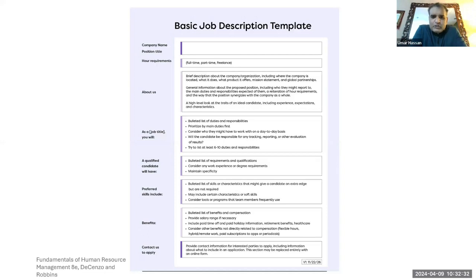Okay. So the next part starts with the job specification. Job specification is also included in this template. It is asking that a qualified candidate should have this much qualification, this degree requirement. And when it comes to the skill set, we encourage the employee to have certain skills related to that job, and it may include soft skills.